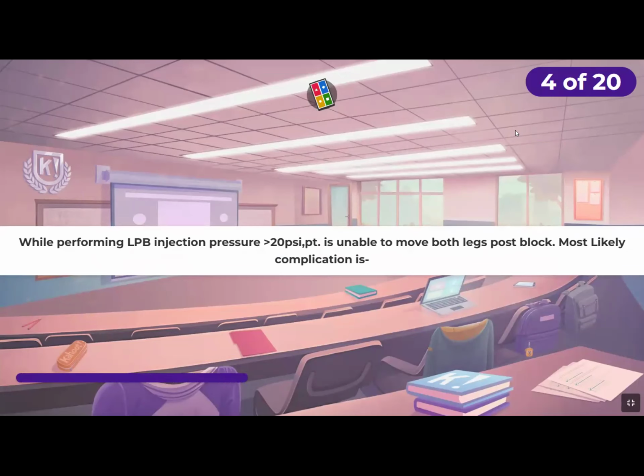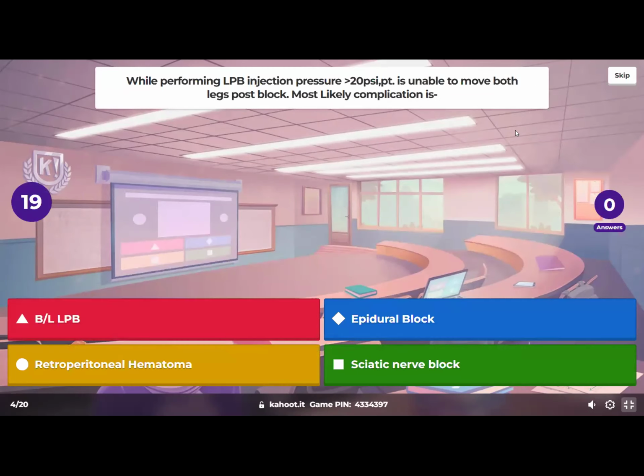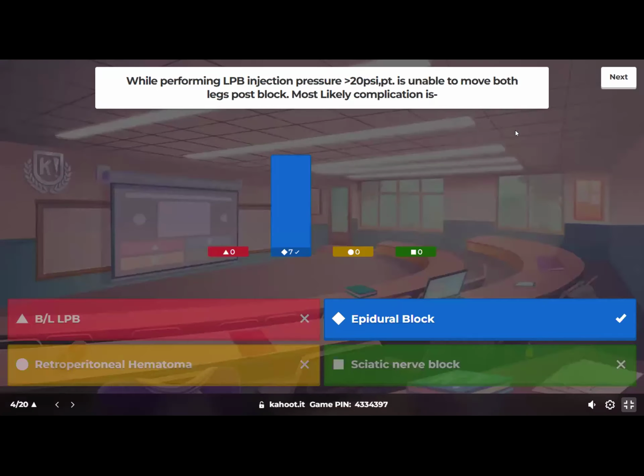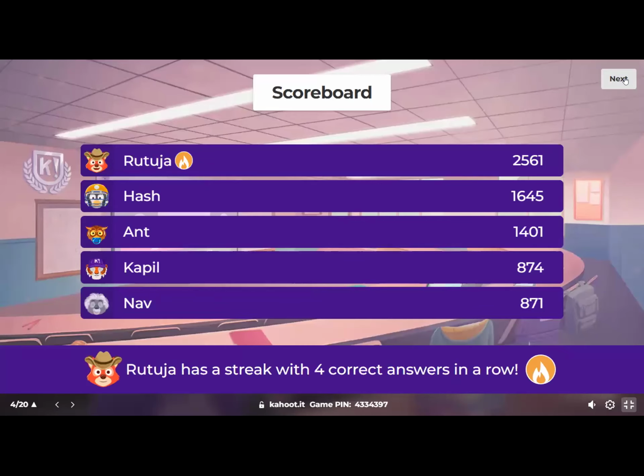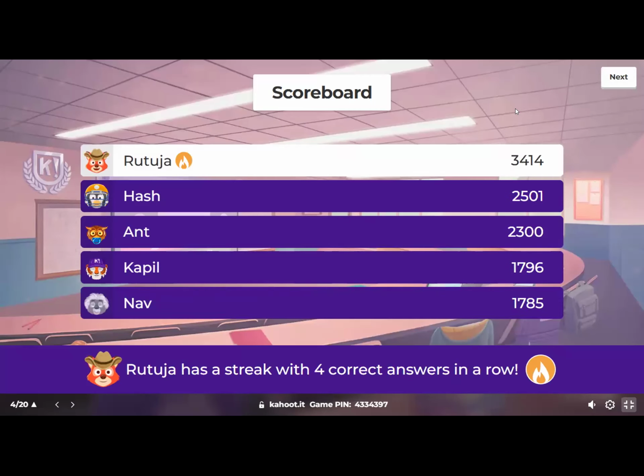While performing lumbar plexus block, injection pressure is more than 20 psi. Patient is unable to move both legs post block. Most likely complication is... This one is an easy one. Yes, we have discussed in length, so we all got the right answer. Oh, Rutuja is stopping.